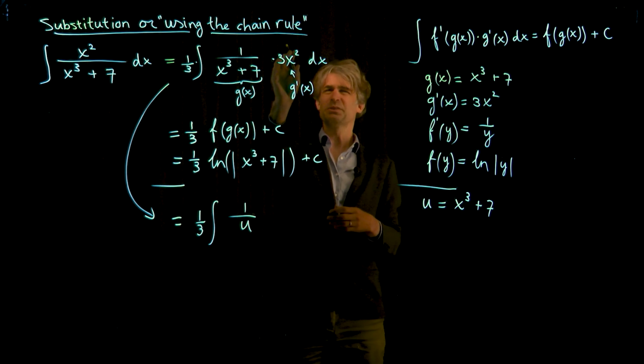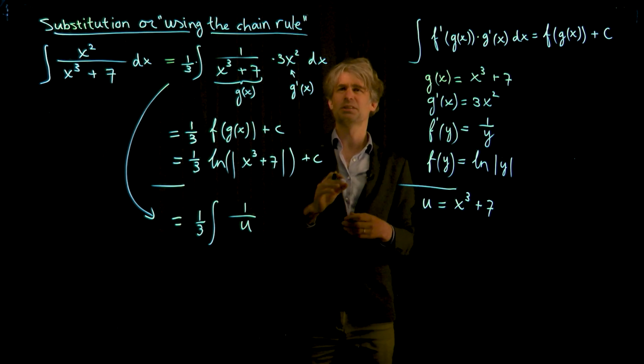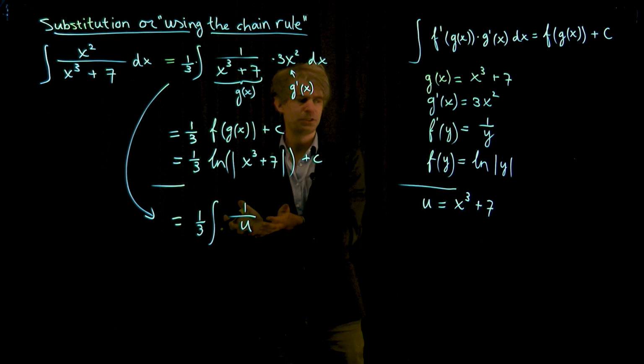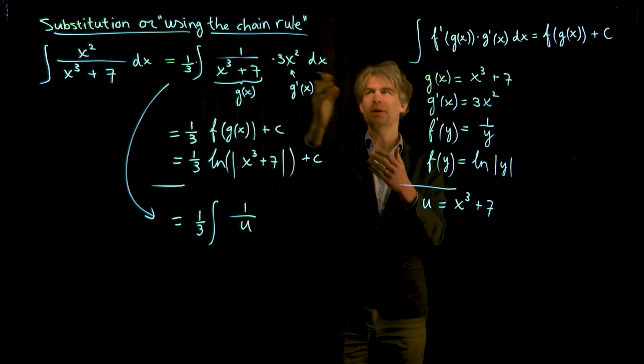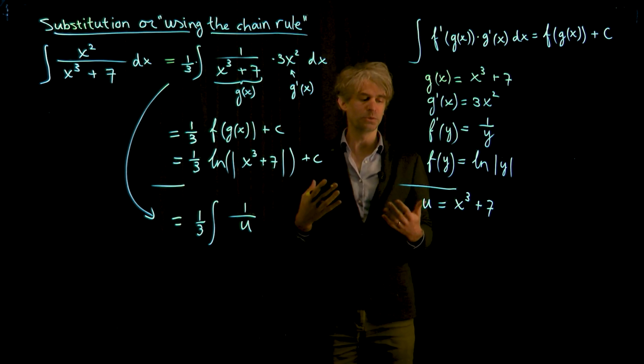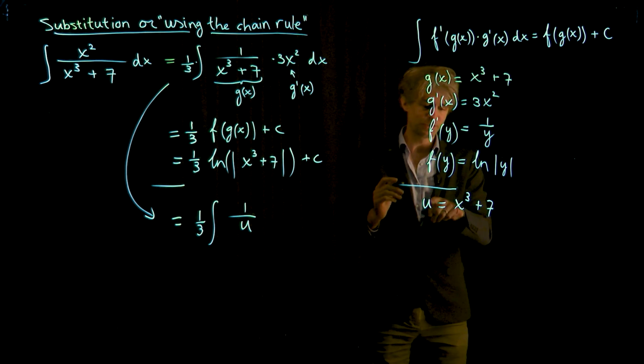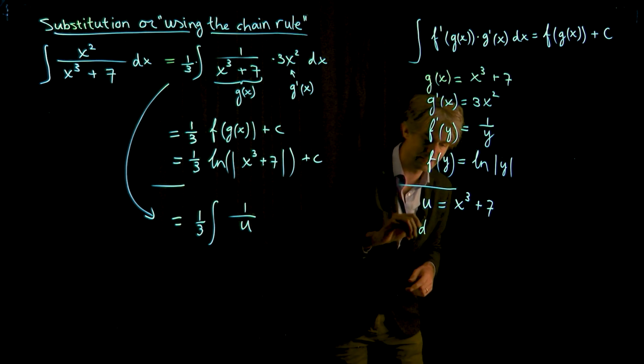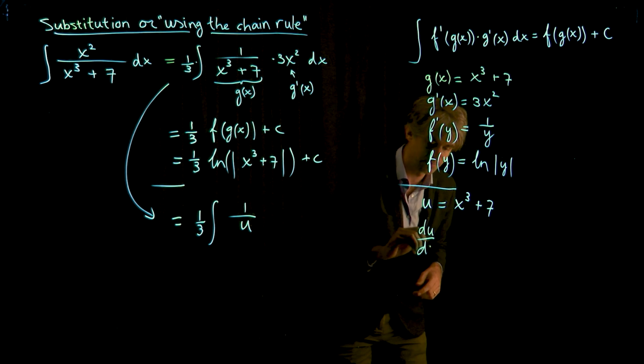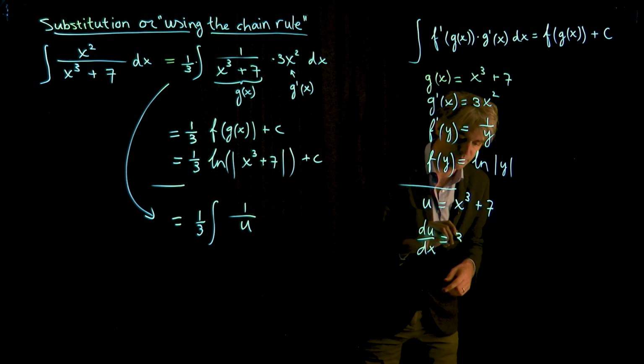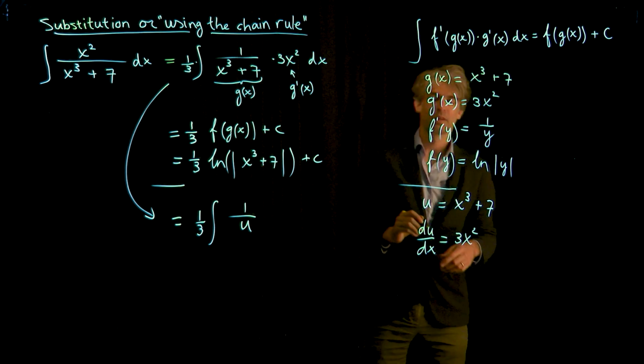But then I'm still stuck with 3x squared dx. Especially dx is a problem, right? We want to integrate over u now. So I need to express dx in terms of u. And the way to do that is just to differentiate this term. I get du/dx equals 3x squared.